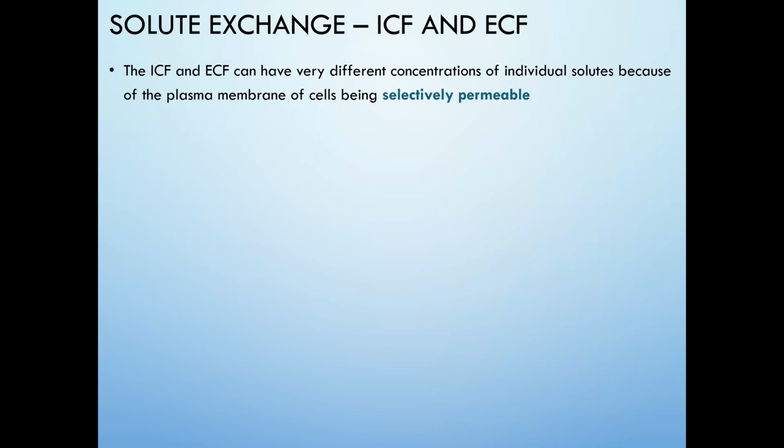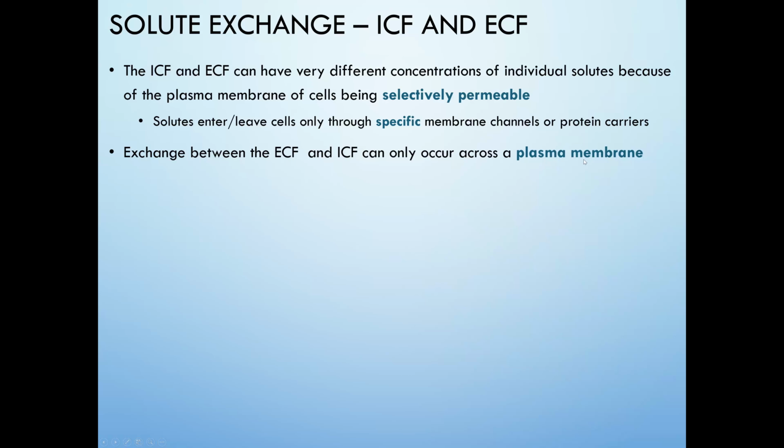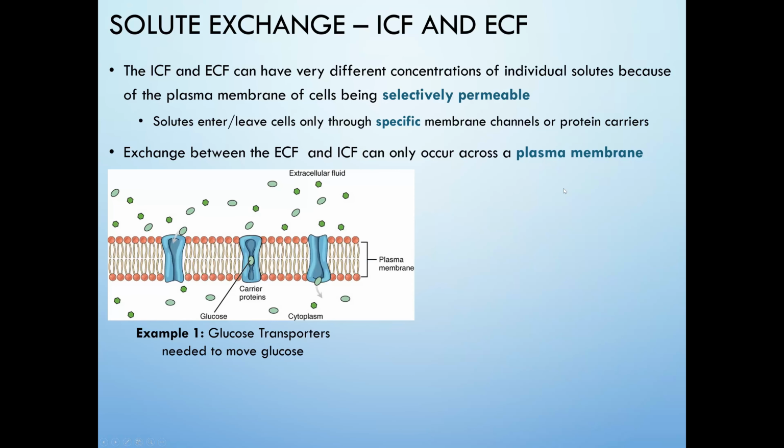So exchange between the ECF and ICF can only occur across the plasma membrane of a cell, which should make sense because you're talking about the fluid outside the cell and inside the cell. So the only way you can get from one place to the other is by going through the plasma membrane surrounding the cell. And we've talked about several examples of this throughout A&P, but just to remind you and to give you two examples.